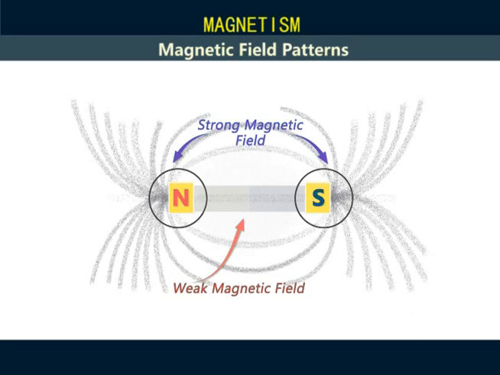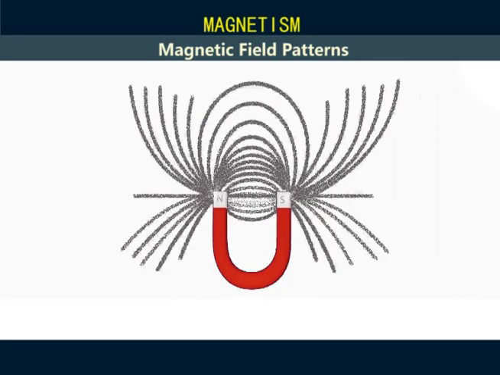The field patterns differ depending on the shape of the magnet. Here is the field pattern for a horseshoe magnet. Again, we see that more iron filings are gathered at the poles. A magnetic field is represented graphically by lines of force.